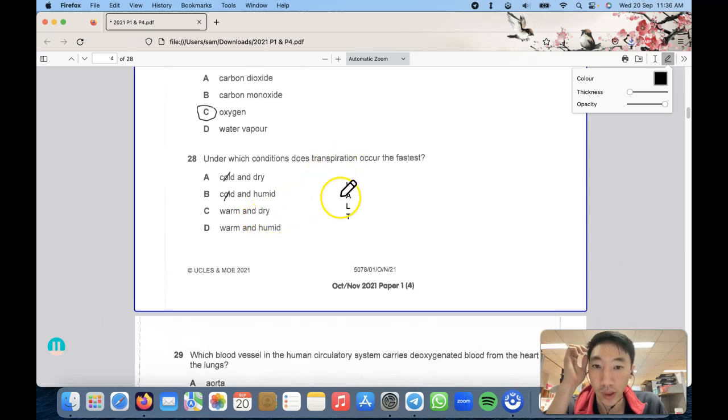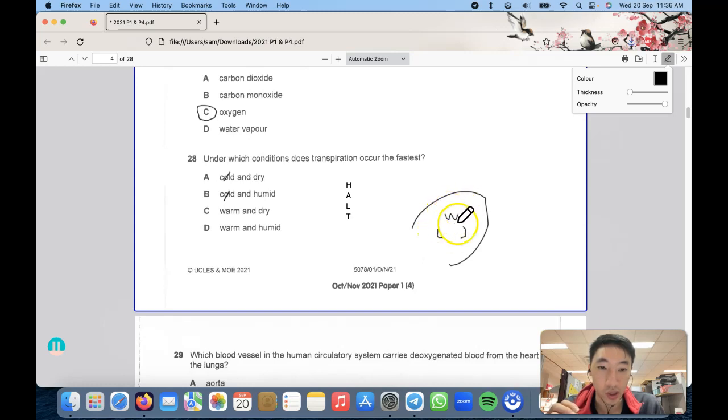And dry. Dry is the same as low humidity. Low humidity means it's dry, and when it's very humid, that means that the air around us is very moist. When the air is very dry, this will create a very steep concentration gradient between the intracellular air spaces of the leaf and the atmospheric air. If this is the leaf, there's a lot of water vapor inside the leaf, and this water vapor has a high concentration in the leaf and very low concentration outside, so it will diffuse out of the stoma into the atmospheric air. So answer will be C, warm and dry.